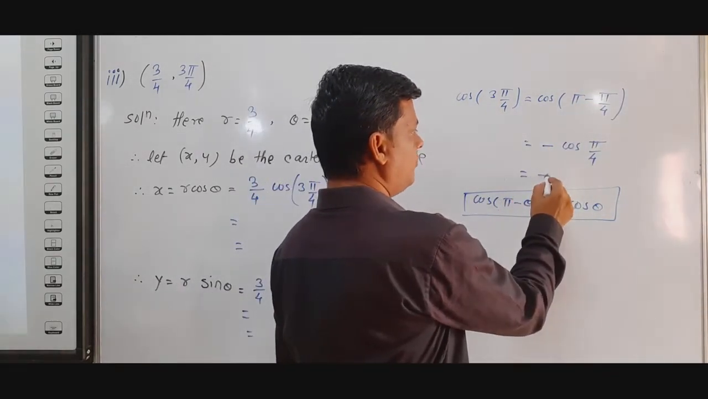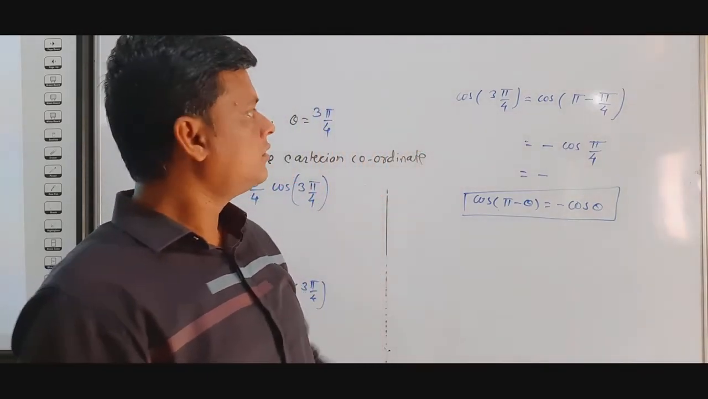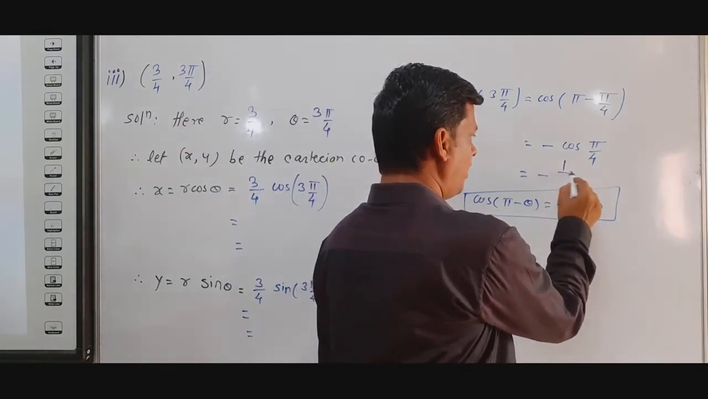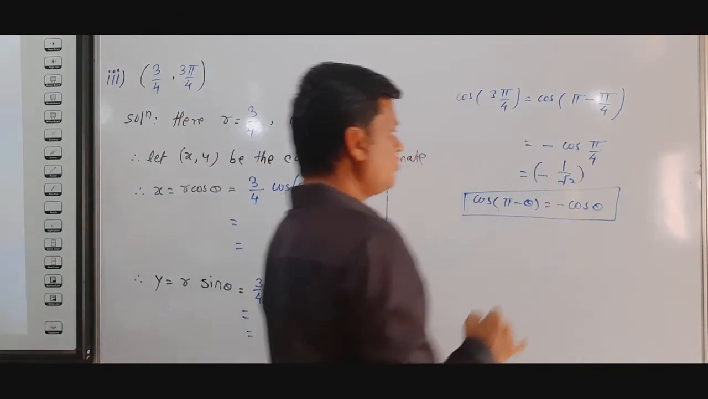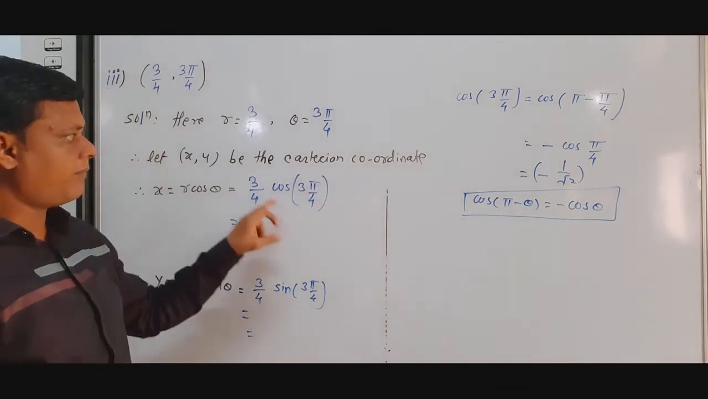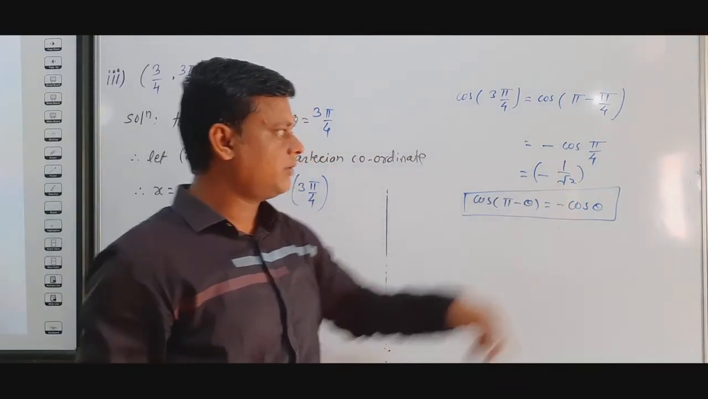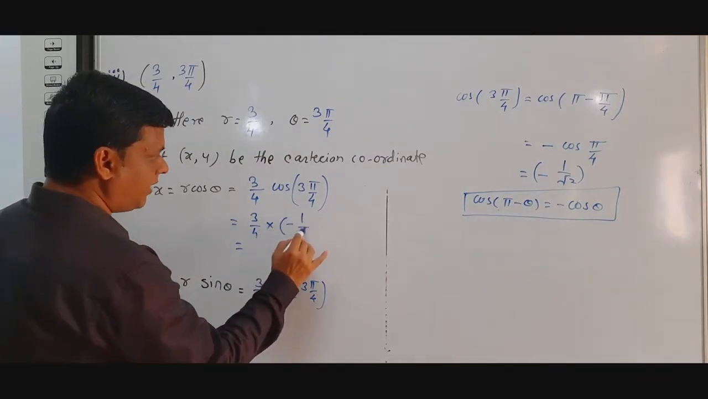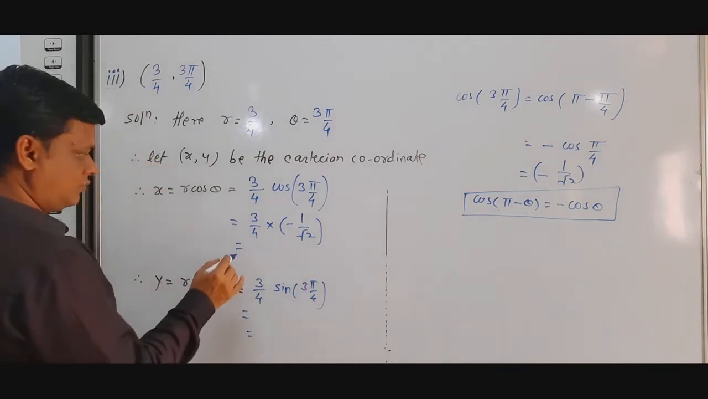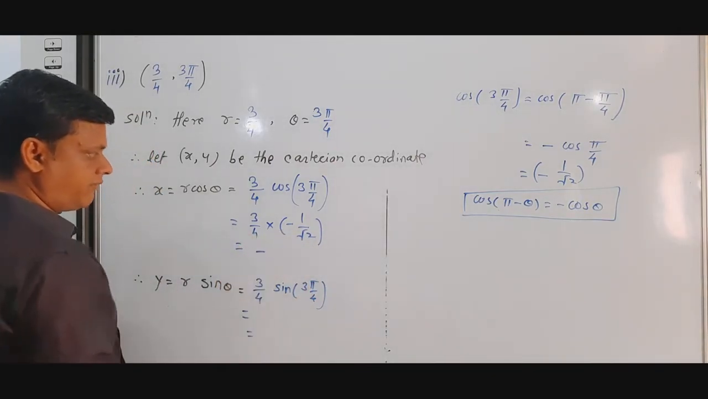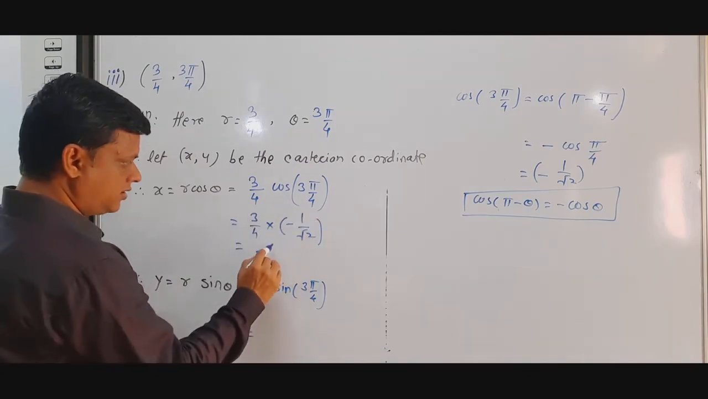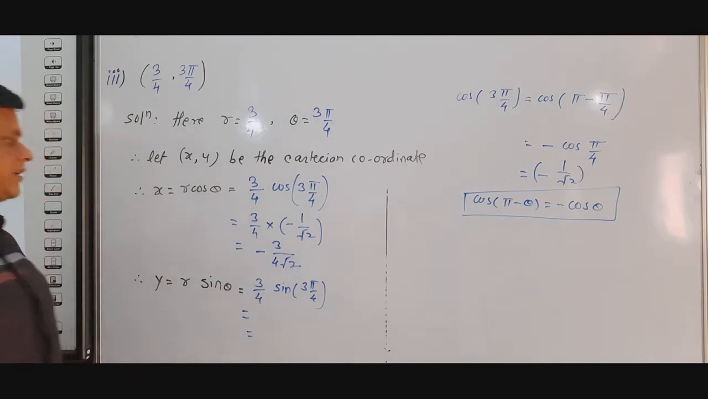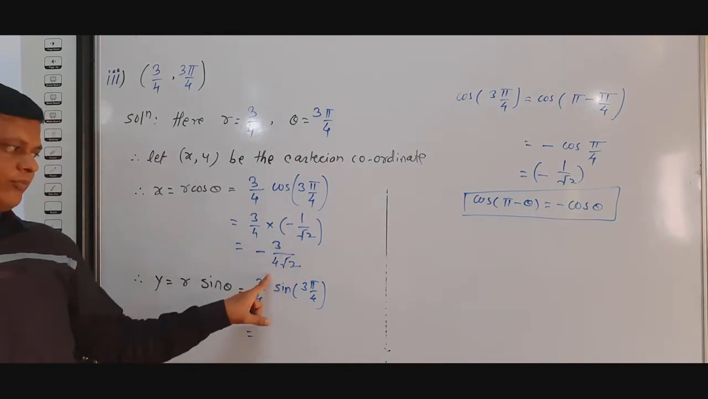Now we know the value of cos pi by 4, that is cos 45. Cos 45 is 1 by root 2. So we substitute cos 3 pi by 4 as minus 1 by root 2. So 3 by 4 into minus 1 by root 2. The minus sign we take first. 3 into 1 is 3, 4 into root 2 is 4 root 2. Therefore the x coordinate is minus 3 upon 4 root 2.